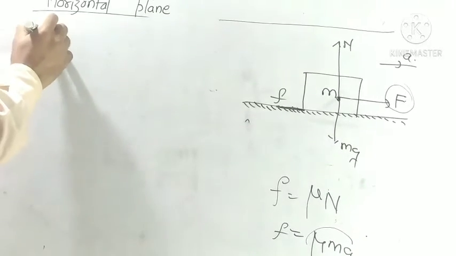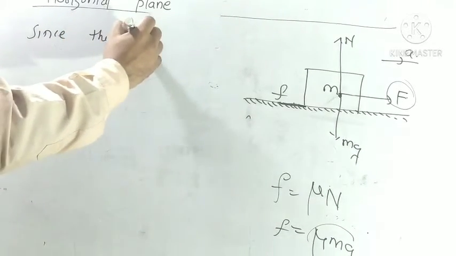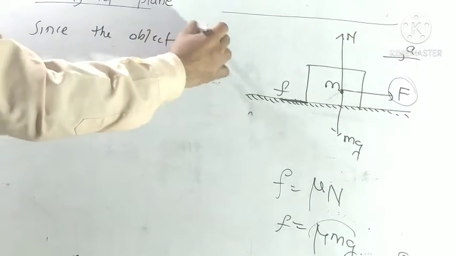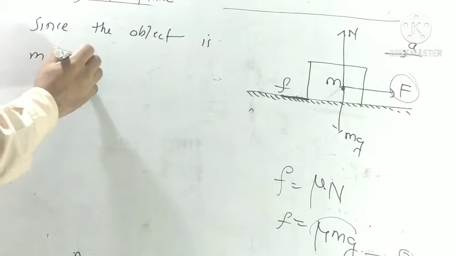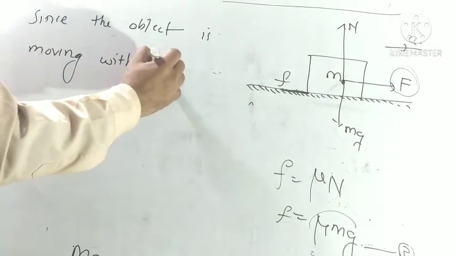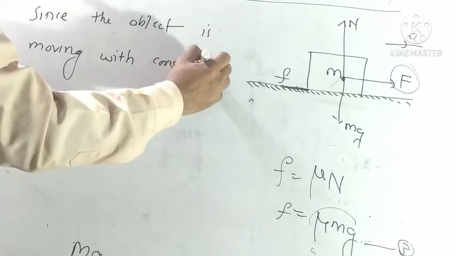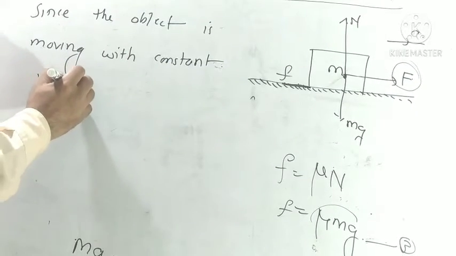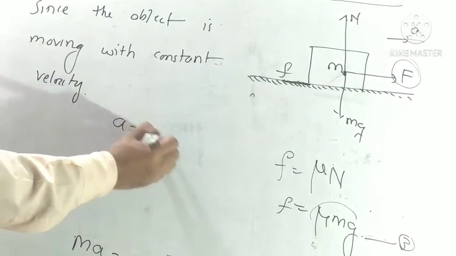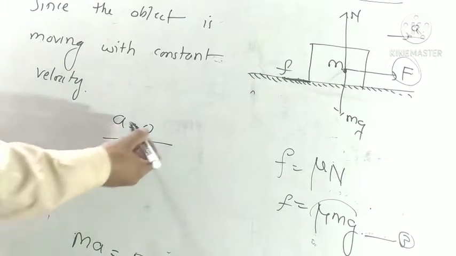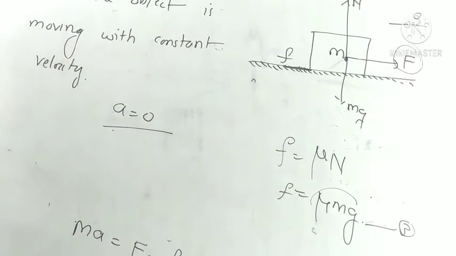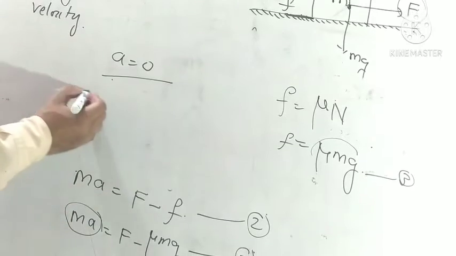Since the object is moving with constant velocity, the acceleration should be 0. So we put this value in equation number 3, and finally it becomes 0.